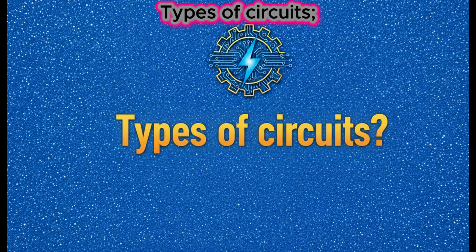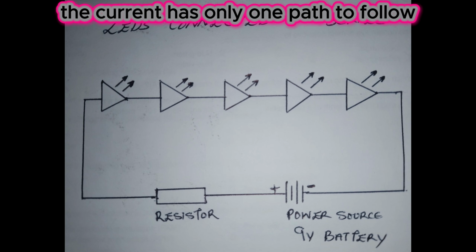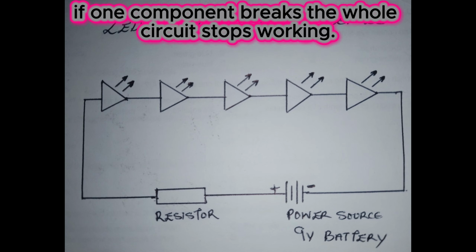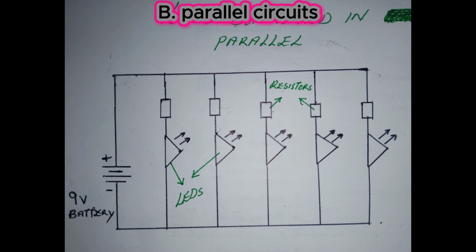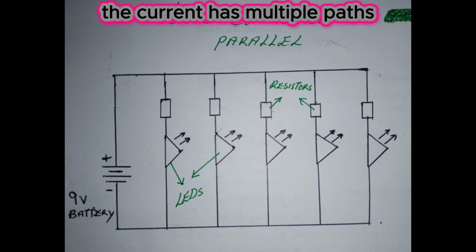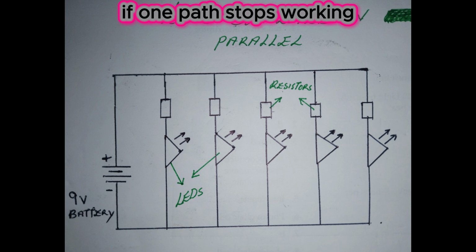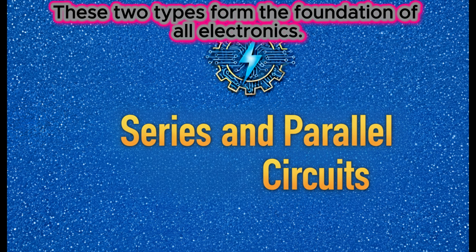Types of circuits. A. Series circuits. The current has only one path to follow. If one component breaks, the whole circuit stops working. B. Parallel circuits. The current has multiple paths. If one path stops working, the others can still operate. These two types form the foundation of all electronics.